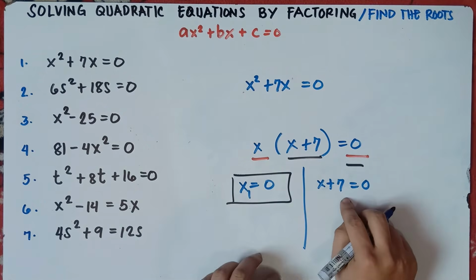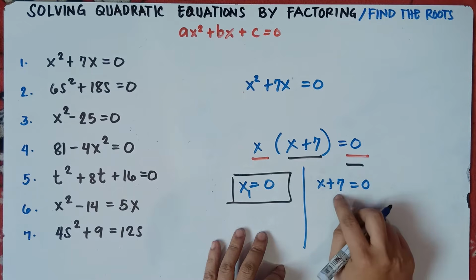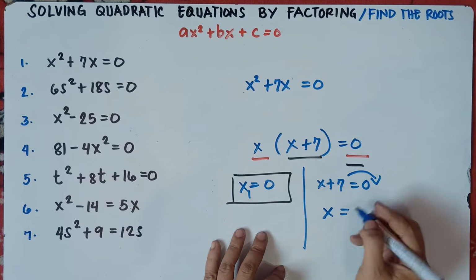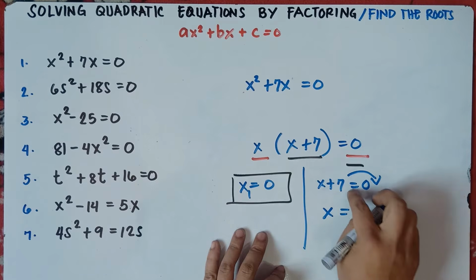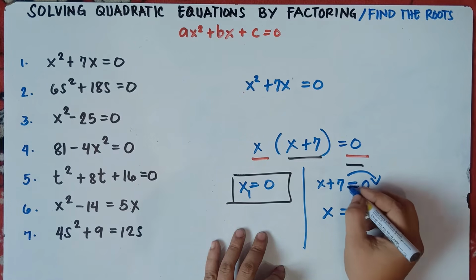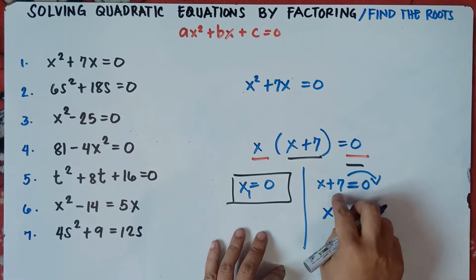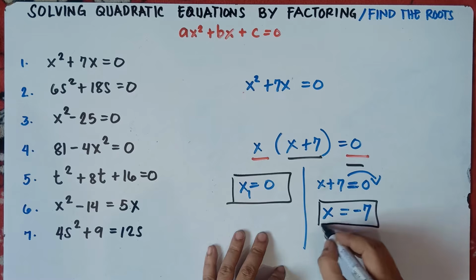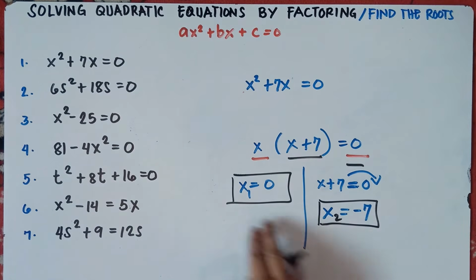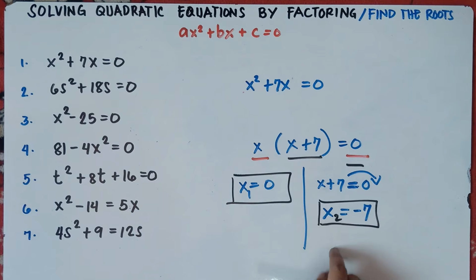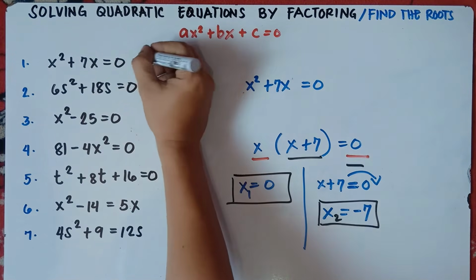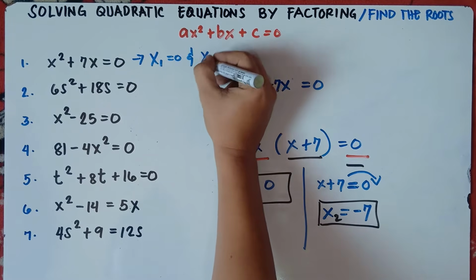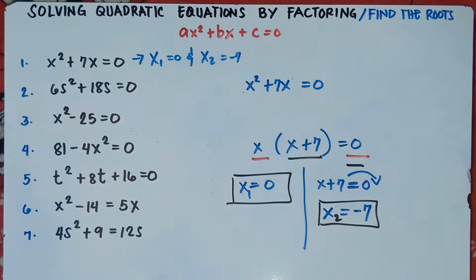And for x sub 2, you need to transpose 7 from left to right. This is positive, it will be negative. So x equals, this is positive, you change the sign. Once again, once you transfer a term across the equal sign, you always change the sign. So it will be negative 7. This is your x sub 2. These are the roots for number 1, so let me write it here: x sub 1 equals 0 and x sub 2 equals negative 7.